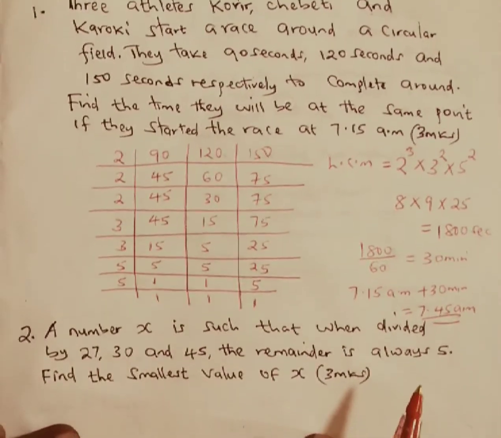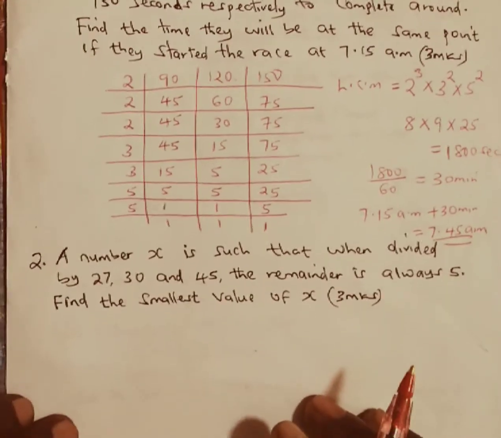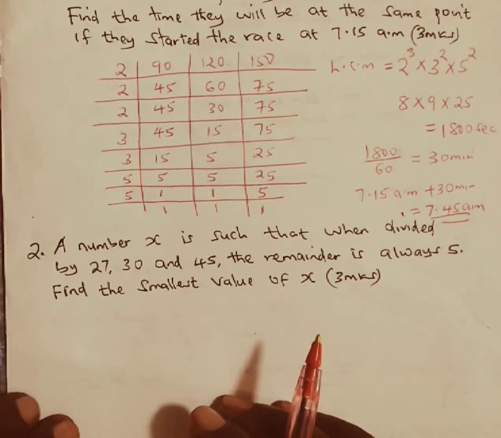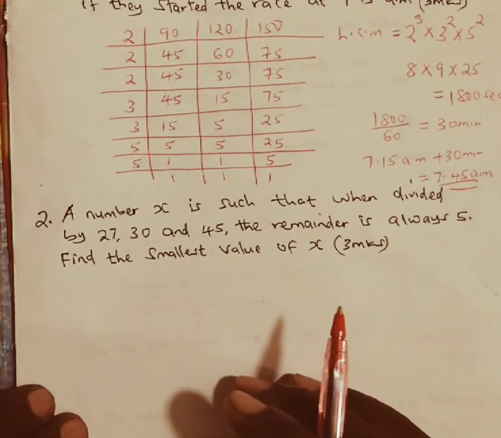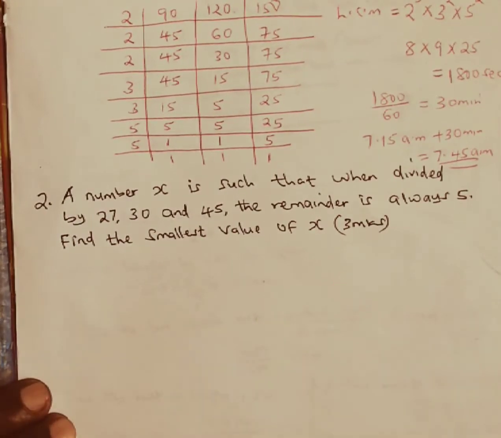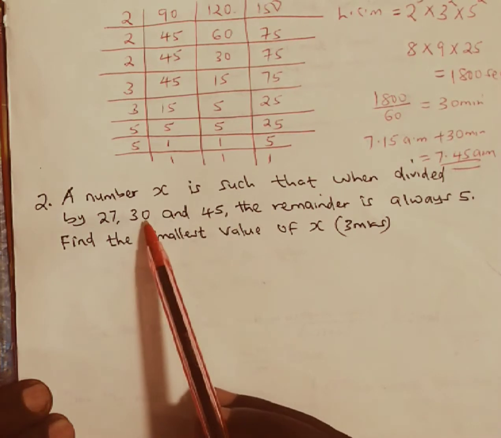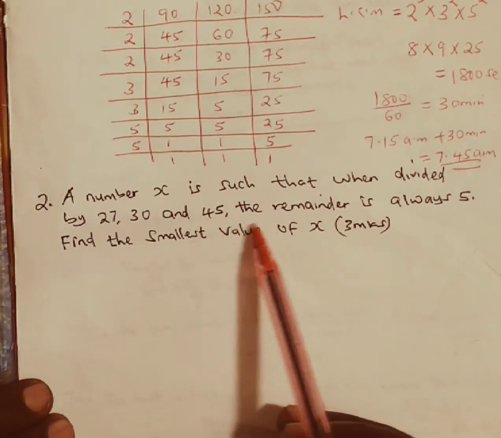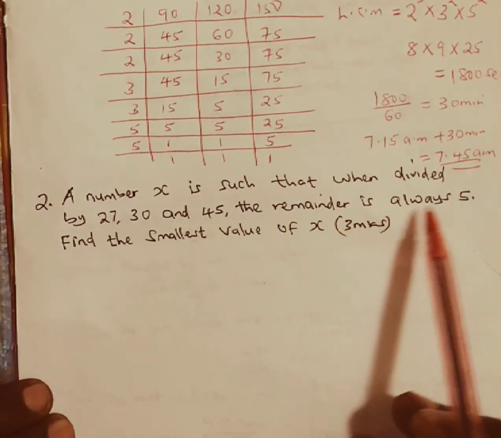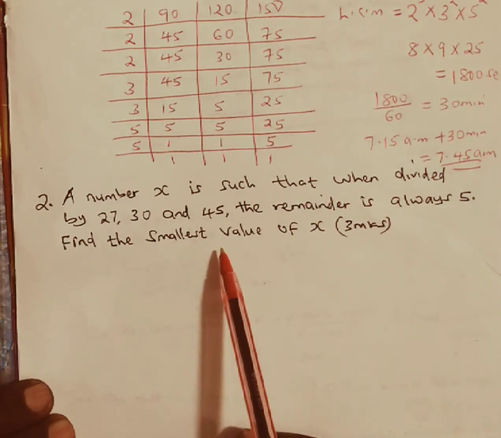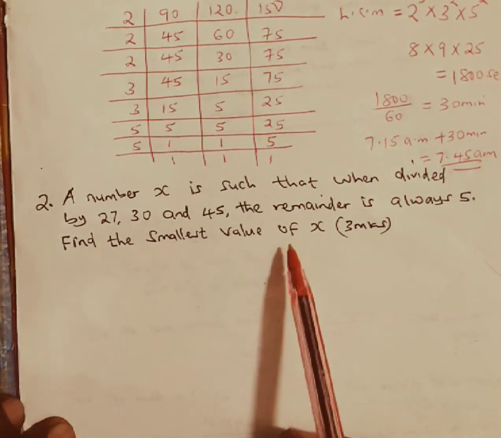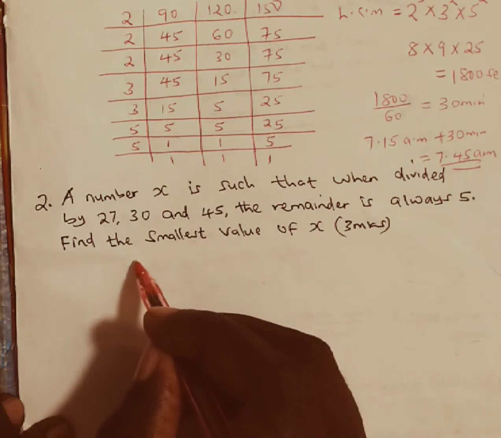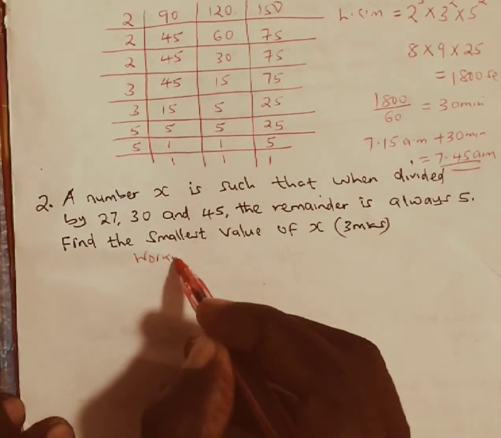Let us do another question, that is question number 2. Question number 2 reads: a number x is such that when it is divided by 27, 30 and 45, the remainder is always 5. Find the smallest value of x. So to find the value of x, let us look at the working.